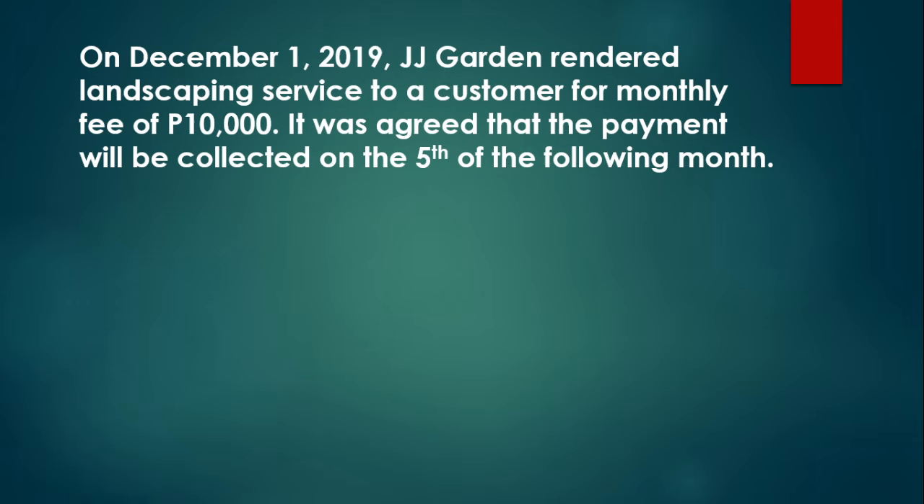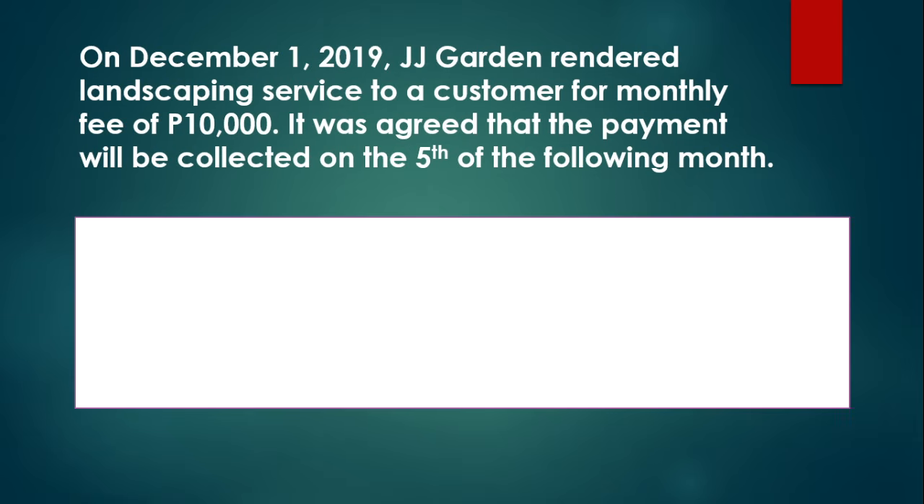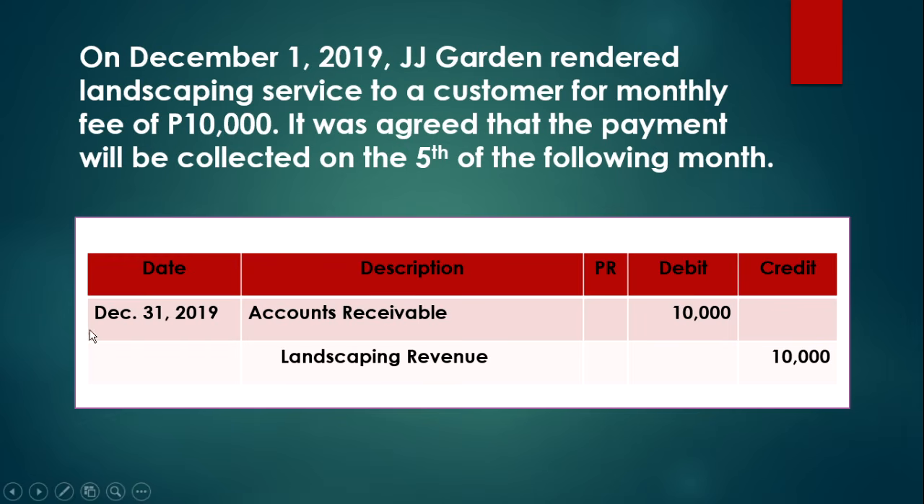Okay, so how will we record that? Again, we're following the calendar year, which is December 31 ang closing. So, date, December 31, 2019. Since may pautang tayo, debit accounts receivable, 10,000. At since nagtrabaho naman si JJ Garden, so that is credit landscaping revenue, 10,000. Okay, let's have another one.